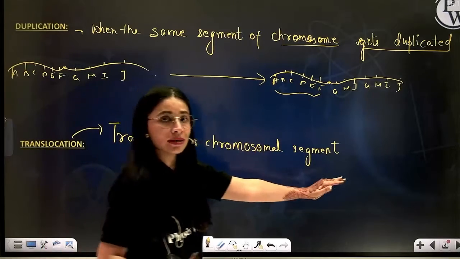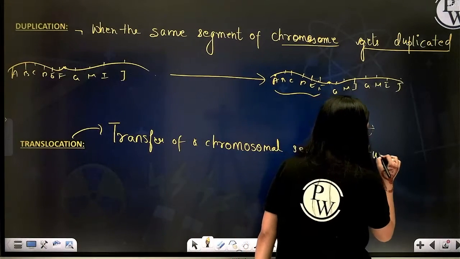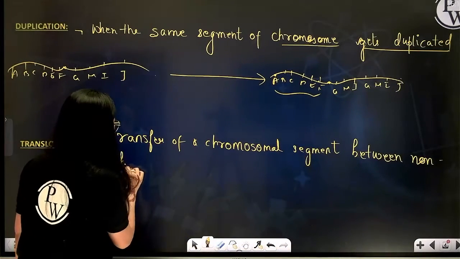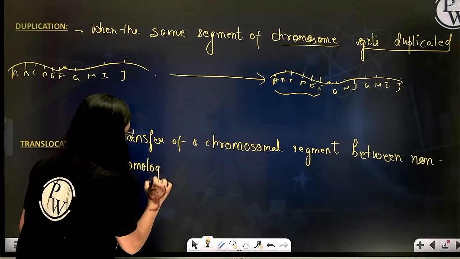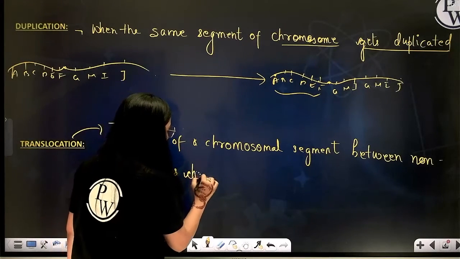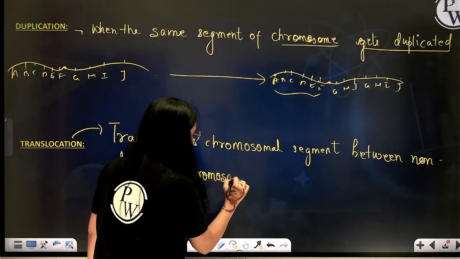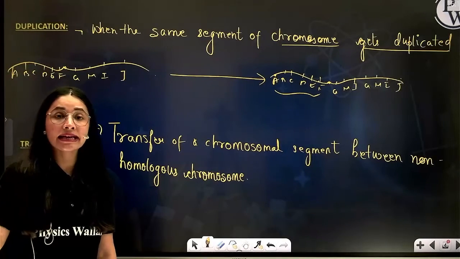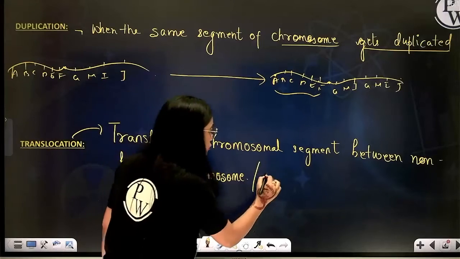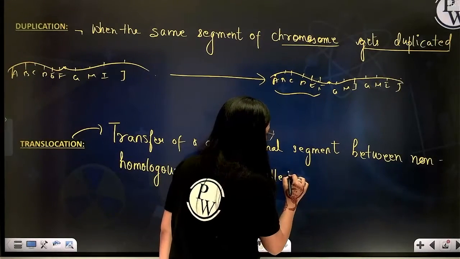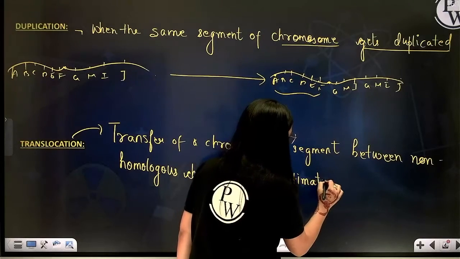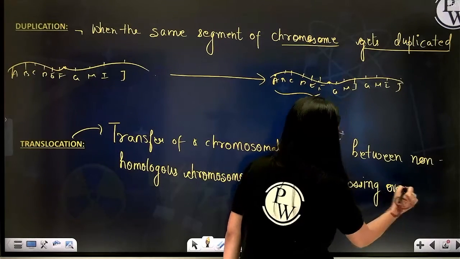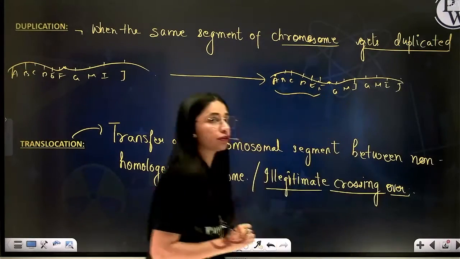Transfer of a chromosomal segment between non-homologous chromosomes is known as translocation. It is also called illegitimate crossing over.